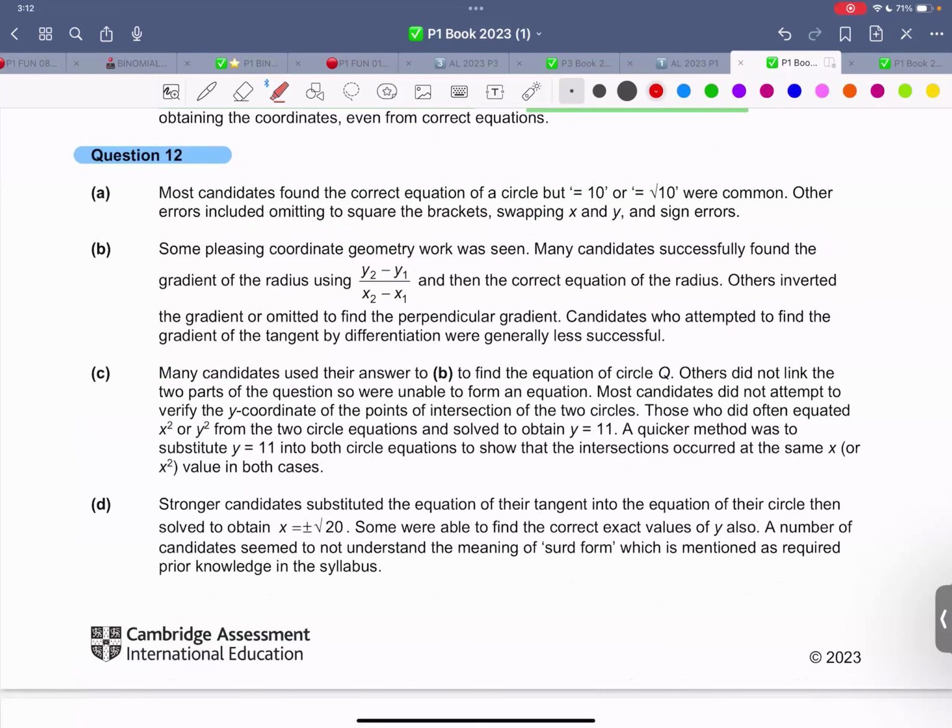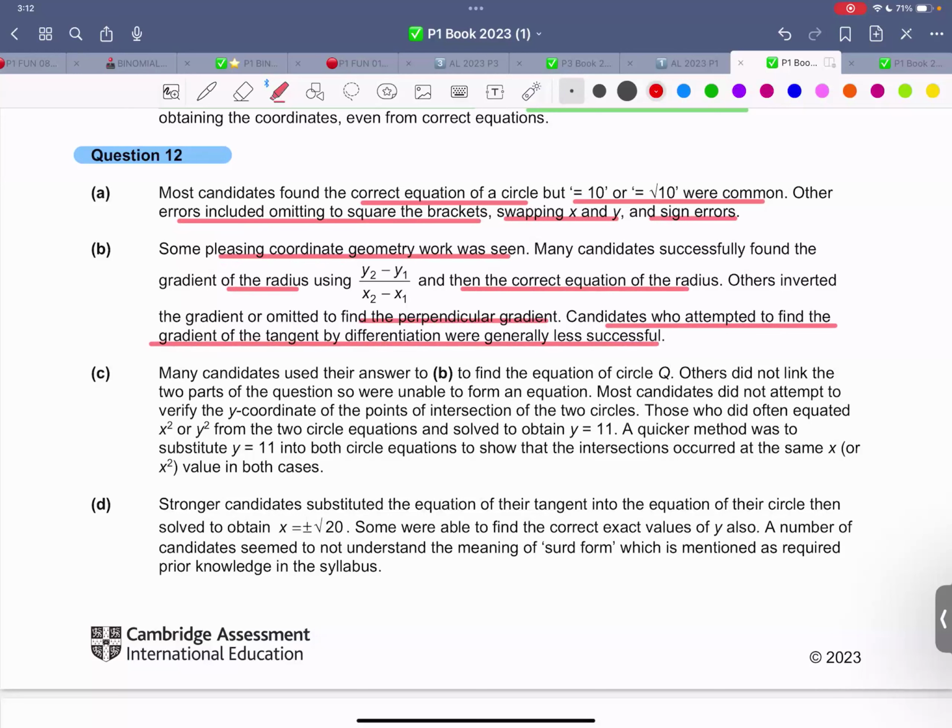Most candidates found the correct equation of a circle, but 10 or root 10 were common. Other errors included omitting the square bracket, swapping x and y, and sign errors. Some pleasing geometry work was seen. Many candidates successfully found the radius, then used the correct equation of the radius. Others inverted the gradient or omitted to find the perpendicular gradient. Candidates who attempted to find the gradient or the tangent were generally less successful.